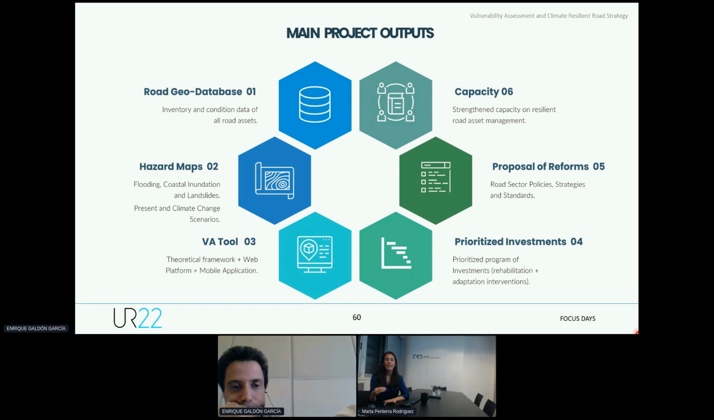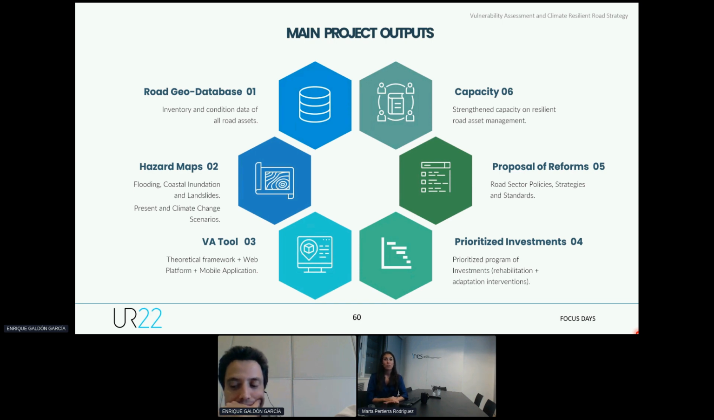You can display it cartographically in a web GIS, but you can also run different assessments and analysis in terms of vulnerability, risk, or any other indicator of the methodology in a very simple and visual way. The fourth project output is the prioritized plan of investments, the program of investments. And this includes two things, rehabilitation interventions, but also adaptation interventions. We are going to explain this a bit later.